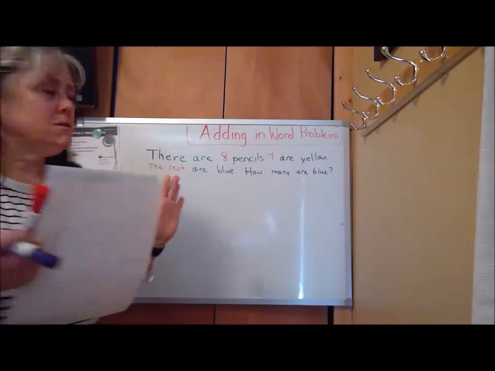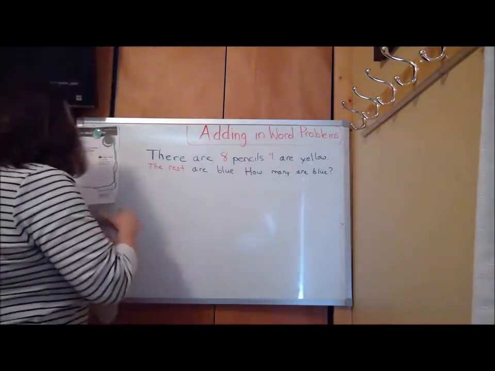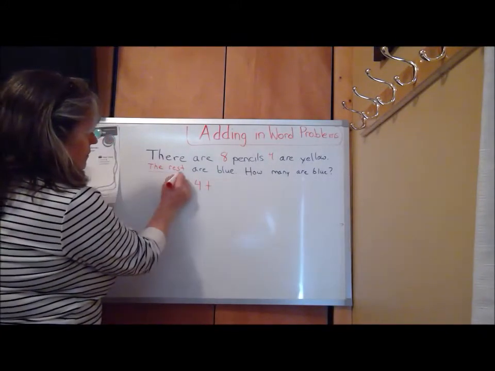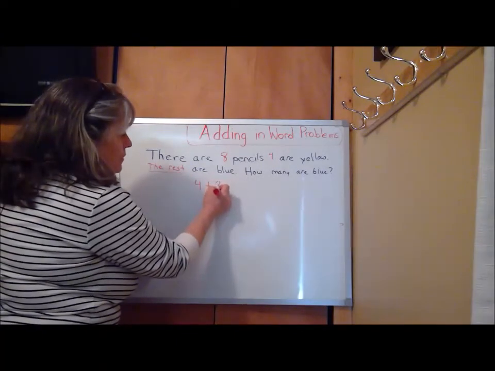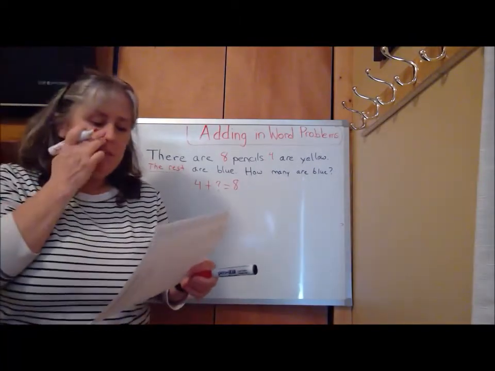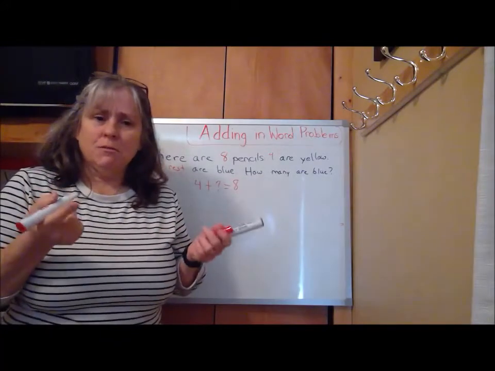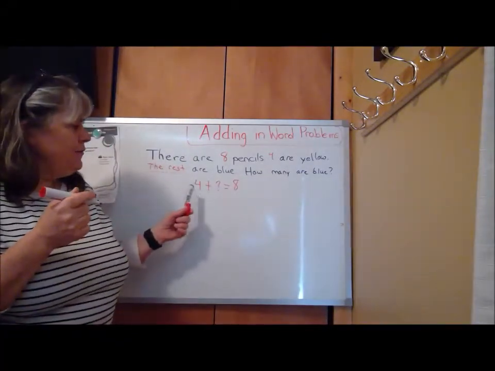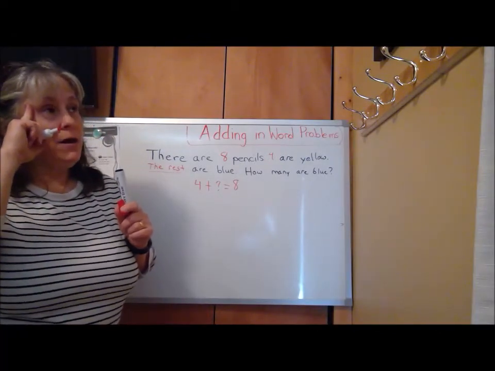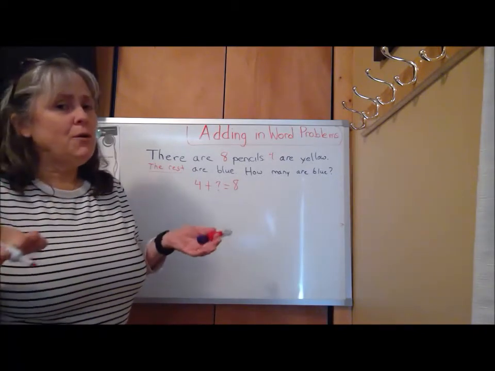All right, so let's start with our equation. So 4 yellow pencils plus the rest, the blue ones we don't know, equals 8 altogether. So stop and think for a second. We've been working on doubles and doubles plus 1 and things like that. Do you know what 4 plus what equals 8? So that's what I would do first. I'd say, oh, I think I know this math fact because it's kind of an easy one. But if you don't know it, that's okay.